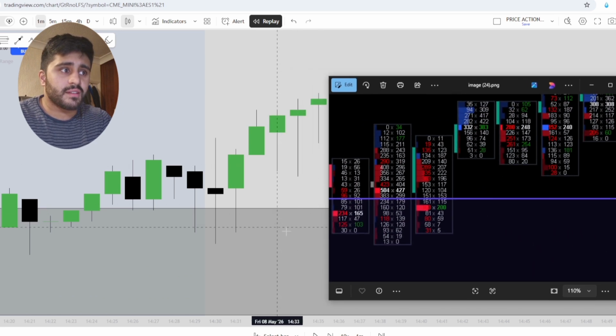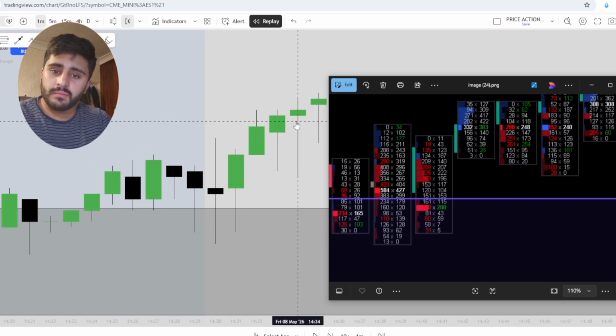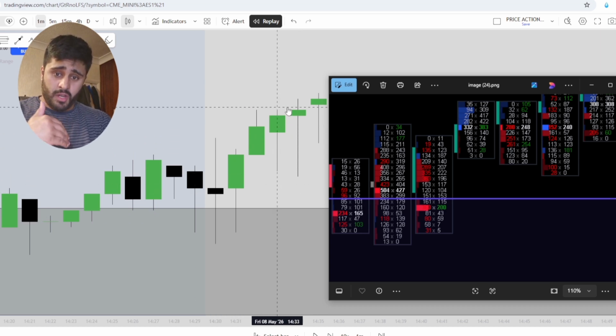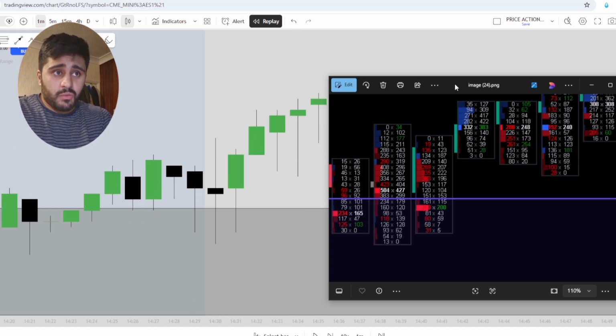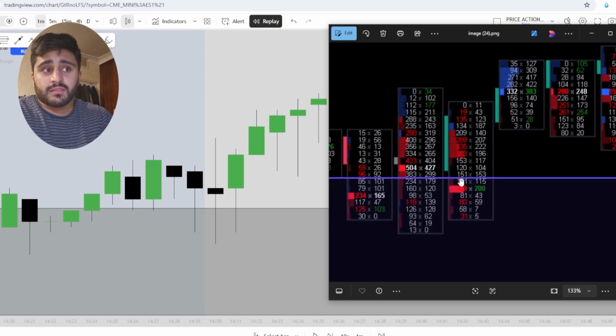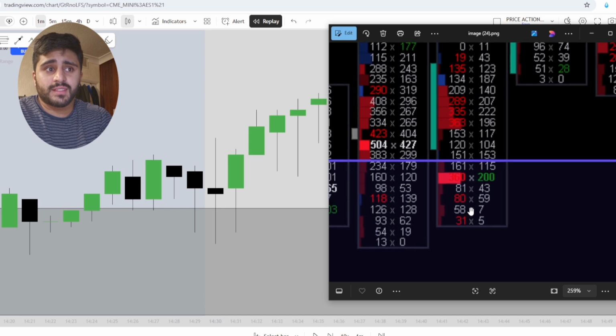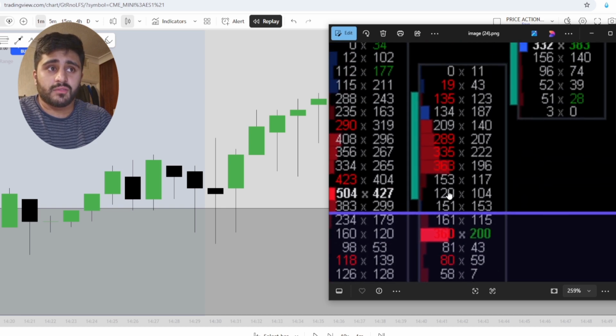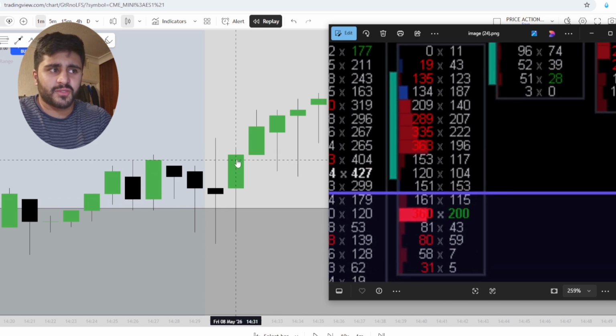We can see these candles here. 1, 2, 3. So this is 9:30, 9:31. We see the market pulsing higher, expanding higher. Now what we can see is a lot of negative delta here, red delta, and even here red delta. This green candle here is very interesting. All right, let's break down this green candle, 9:31.